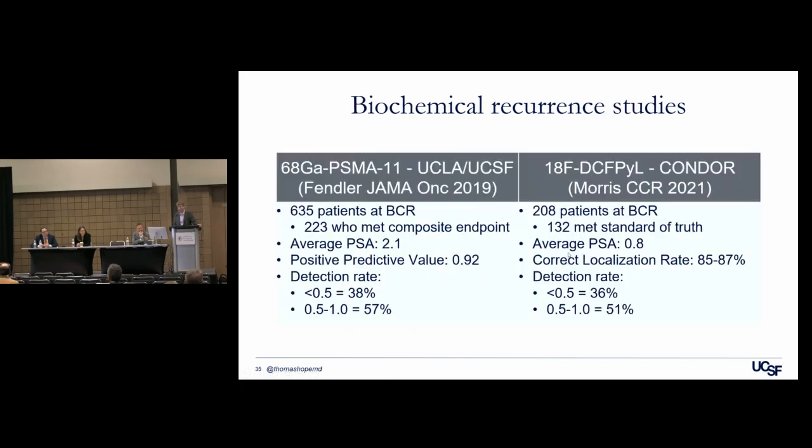So the biochemical recurrence studies are, again, UCSF, UCLA, PSMA 11, and the CONDOR study with DCFPyL. Similar studies as well. We imaged a heck of a lot more patients, but had not as many patients who met our composite endpoint, because our composite endpoint required either imaging correlates or follow-up, et cetera. The company-sponsored trial, probably because it was paid for, had much better follow-up, so they had 208 patients total with 132 that met the standard of truth.